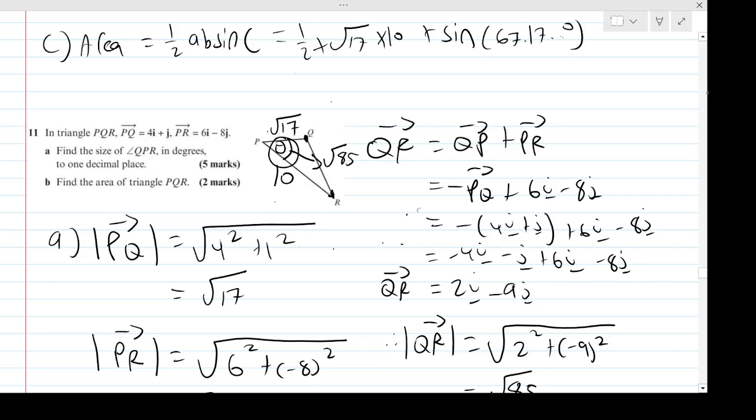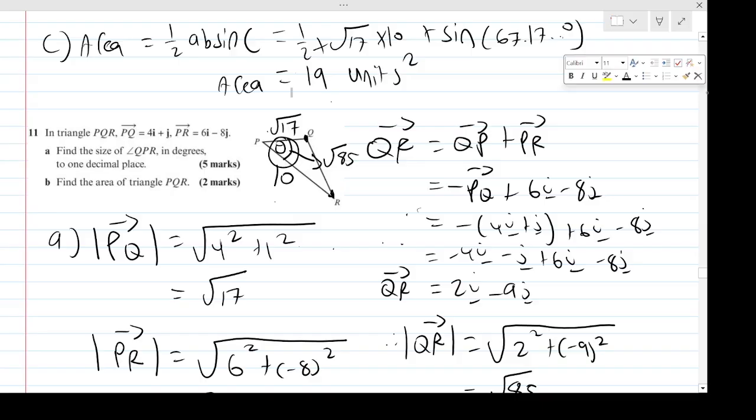So if we just put that in the calculator, then the area is going to be 19. There we are, 19 exactly. 19 units squared, say. So 19 is the area of the triangle. Okay, cool.